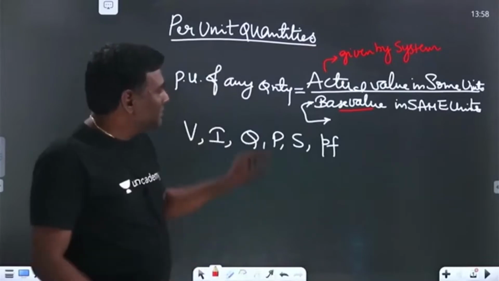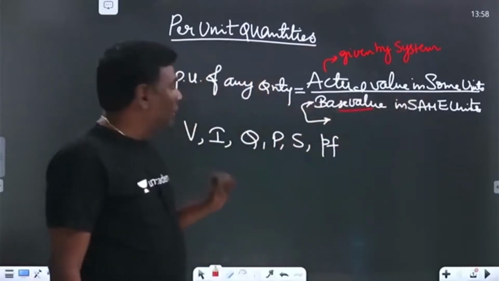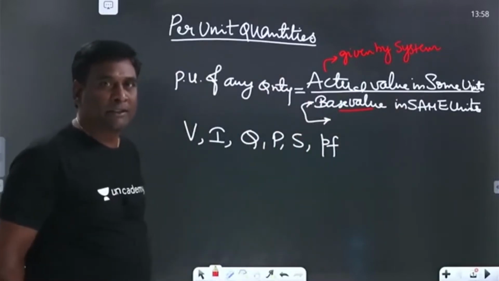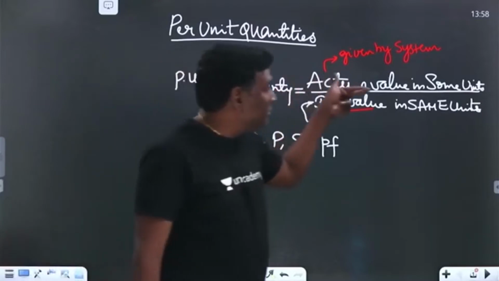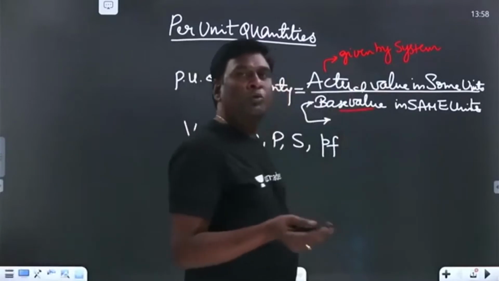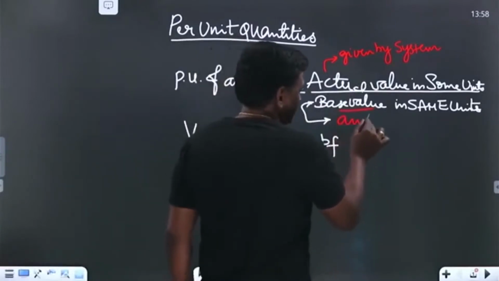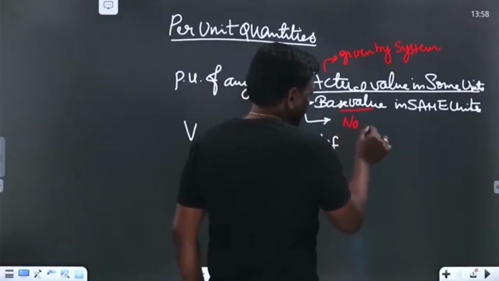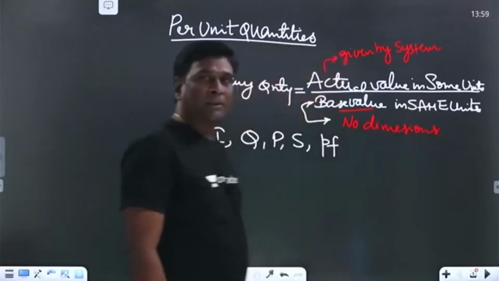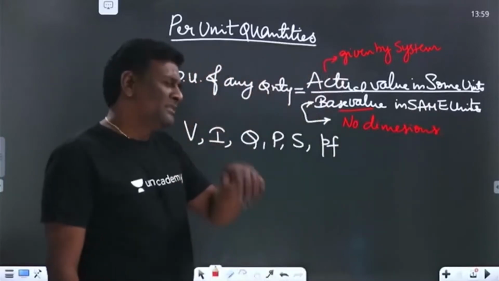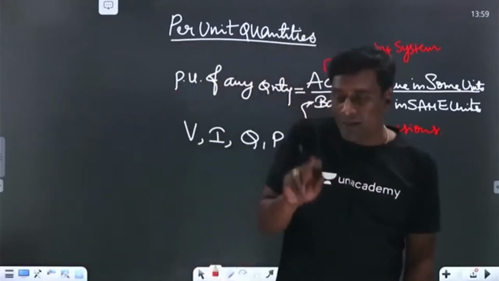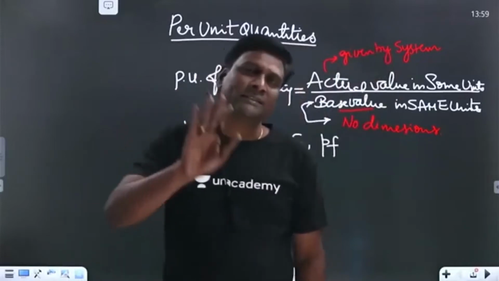Now, we are thinking of base values only. For each and everything a base value can be there. The moment it is the actual value in some units divided by the base value in the same units, the per unit value is not going to have any dimensions. No dimensions. In power systems, while discussing faults and stability, I will tell you about the per unit value we say for H and all. It is not per unit value, it is going to be per unit of kVA or MVA. We will discuss that in power systems.